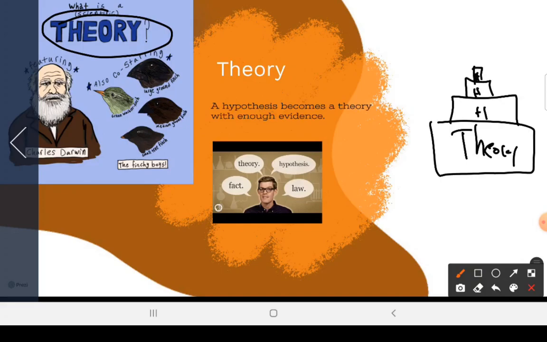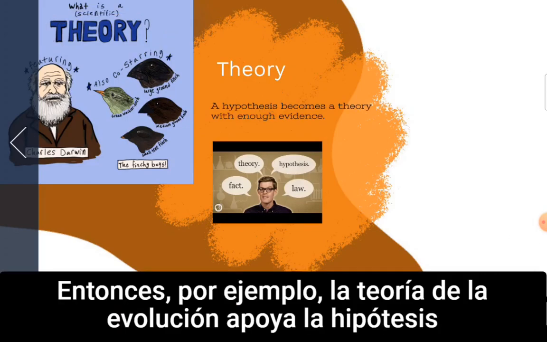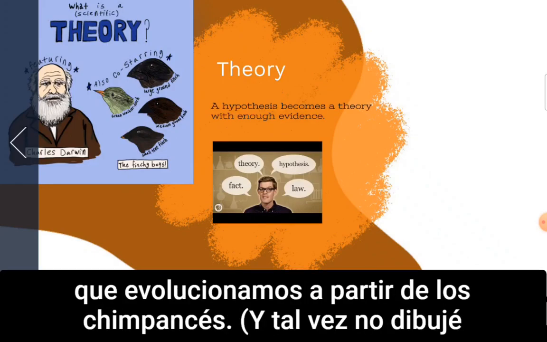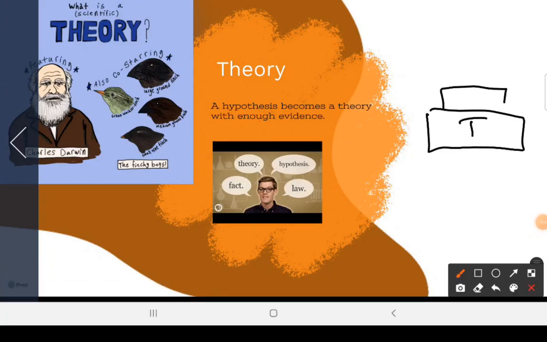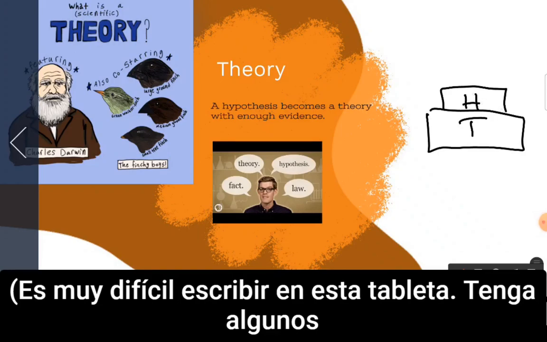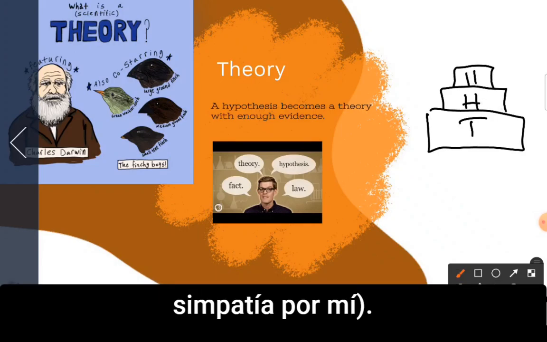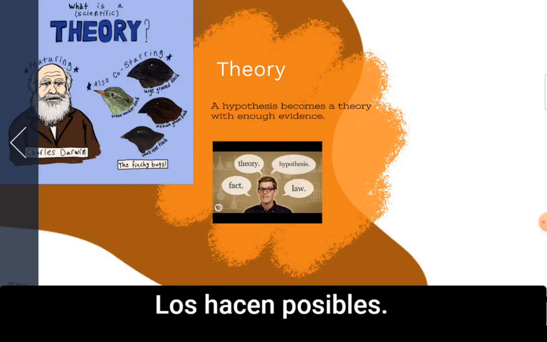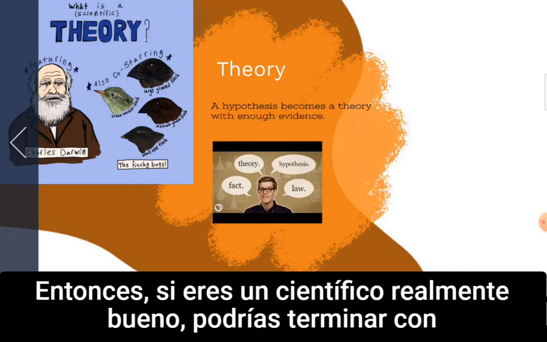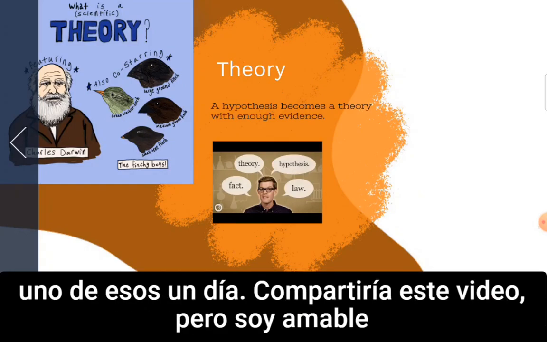So for example, the theory of evolution supports the hypothesis that we evolved from chimpanzees. And maybe I didn't draw that very well. So this is the theory. It supports. It's really hard to write on this tablet. Have some sympathy for me. All right. So theories support hypotheses. They make them possible. So if you are a really good scientist, you might end up with one of those one day.